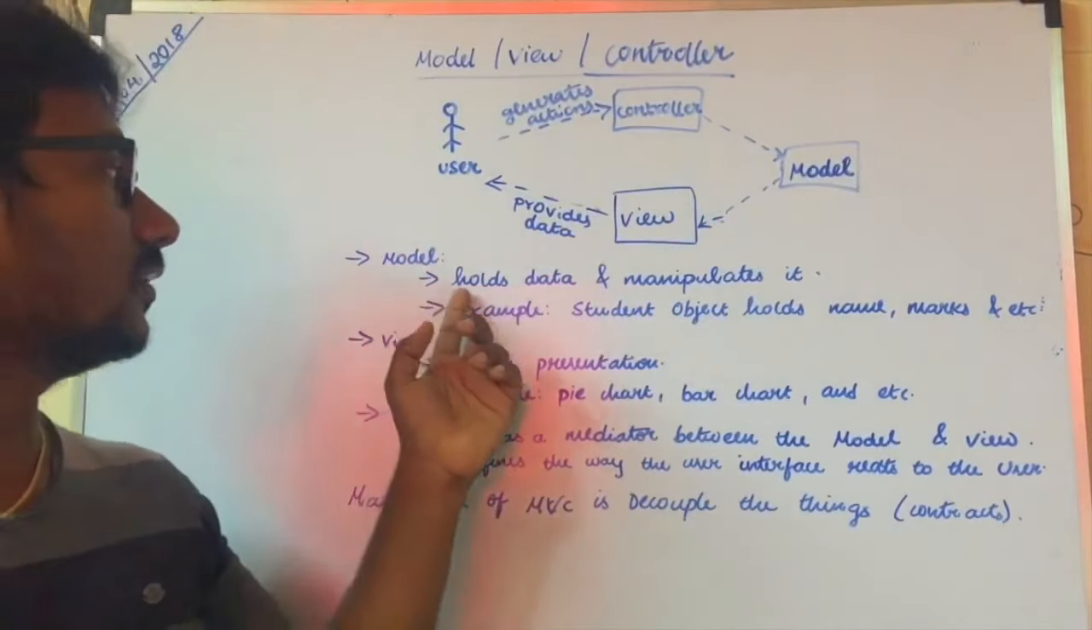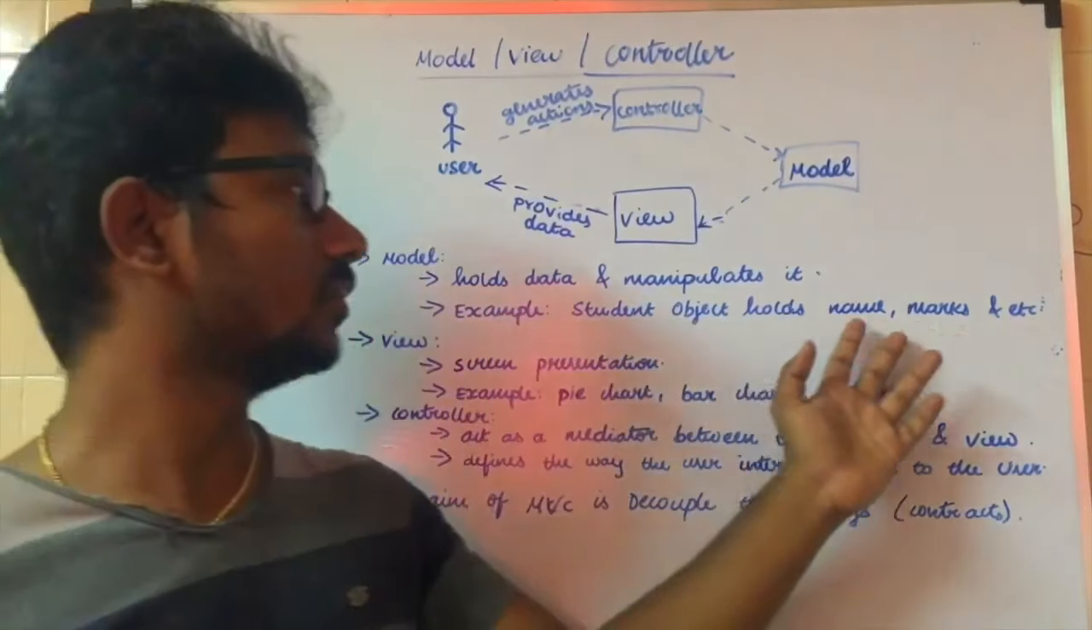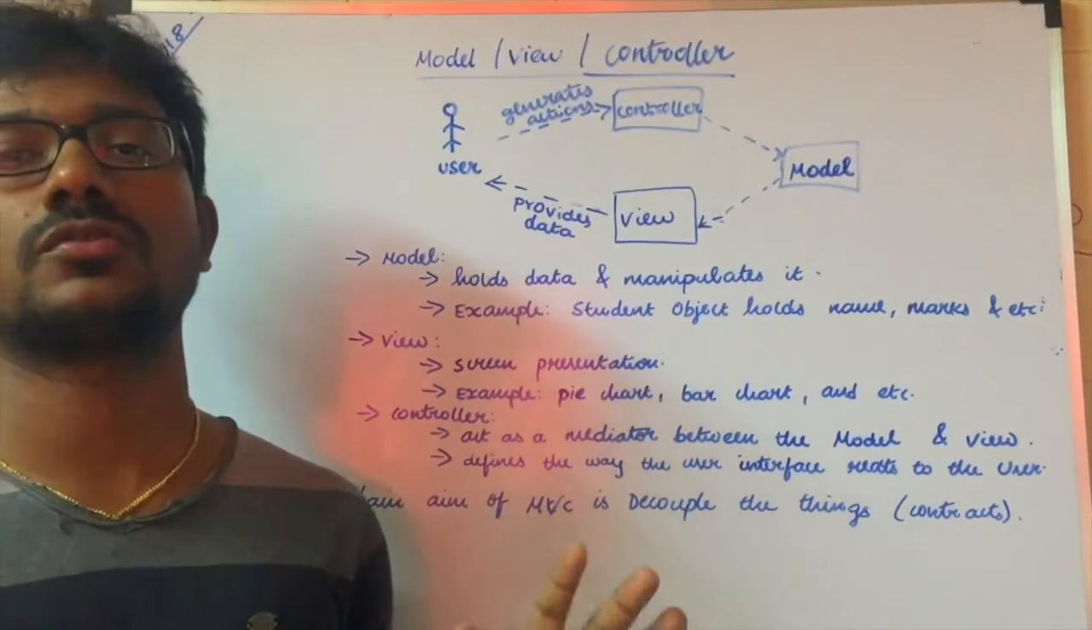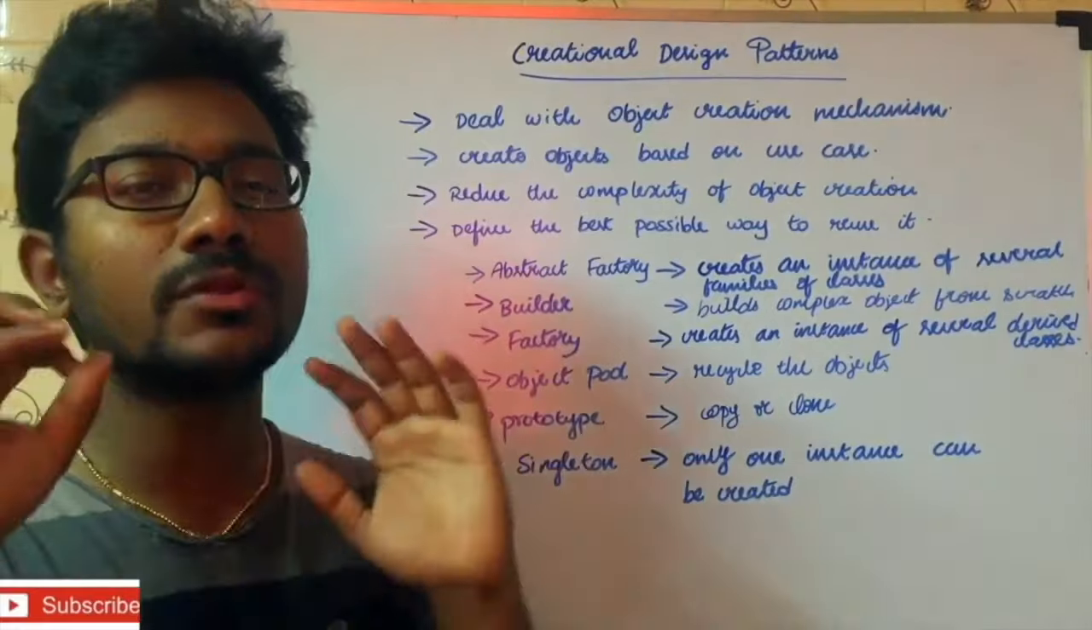So that's the first one: holds data and manipulates it. Example, a student object holds name, marks, etc. So this is the basic main concept for the next series of videos about creational design patterns in a brief manner.